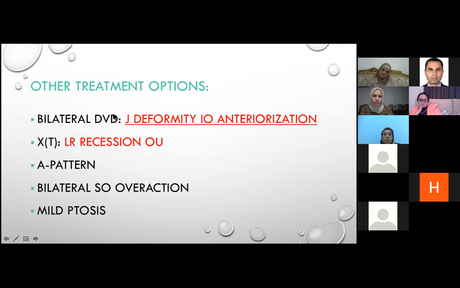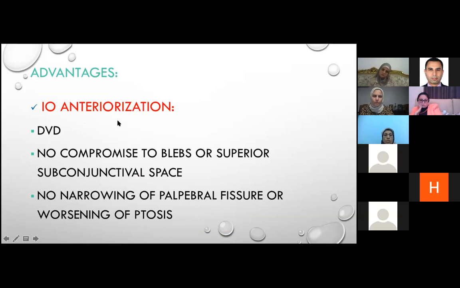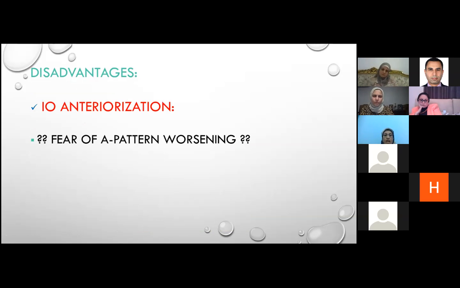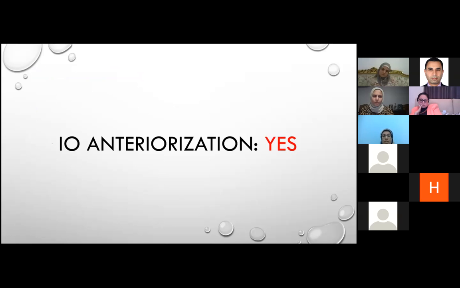The last treatment option was a J deformity inferior oblique anteriorization to correct the DVD, together with bilateral lateral rectus recession. Inferior oblique anteriorization would correct DVD with no compromise to the blebs or the superior subconjunctival space and would produce no narrowing of the palpebral fissure or worsening of the ptosis. However, I feared that the A pattern would worsen with inferior oblique anteriorization. Nevertheless, I opted to perform inferior oblique anteriorization because I gave priority to the blebs of the patient.